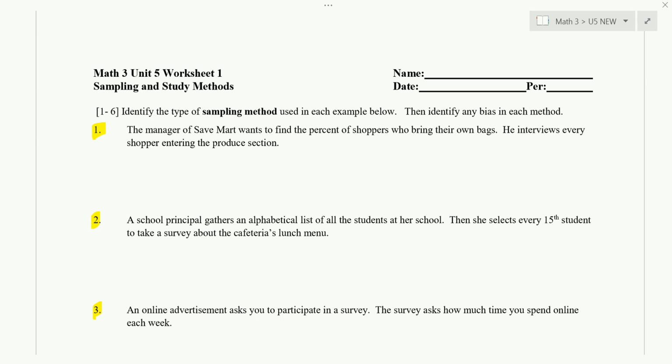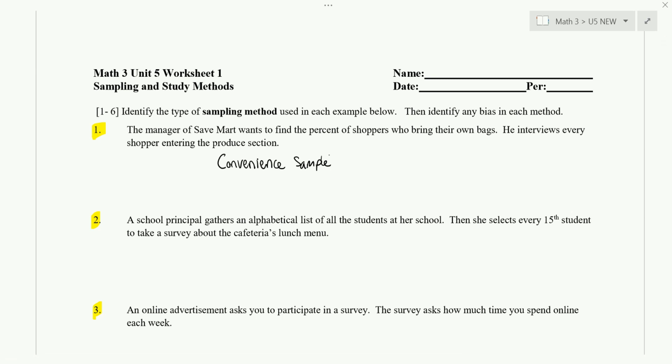So number 1, the manager of Save Mart wants to find the percent of shoppers who bring their own bags. He interviews every shopper entering the produce section. So this is what we'd call a convenience sample. It's a convenient sample because it's something that's convenient for that manager. He's able to just go in one particular location during one particular time. It's not going to take much time to do it, and whoever shows up in that section, he's going to ask this question, or maybe just observe and see who brought their own bag.